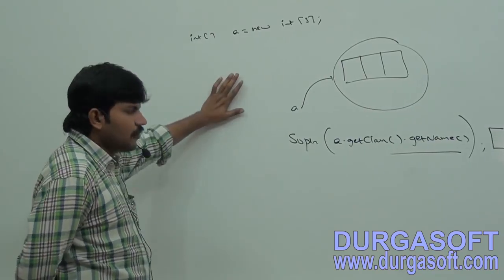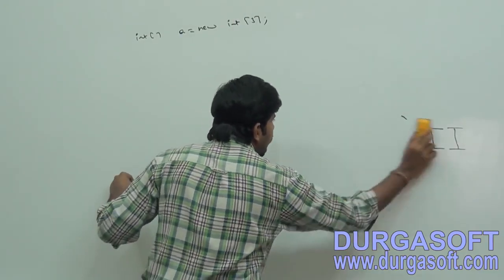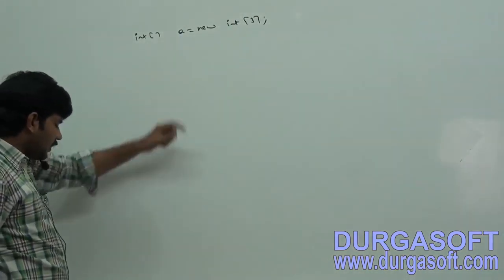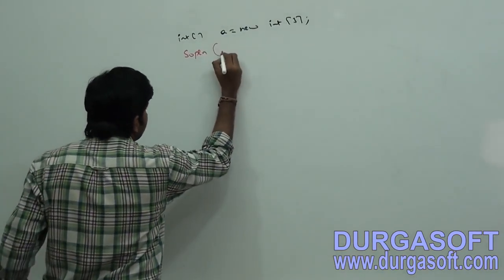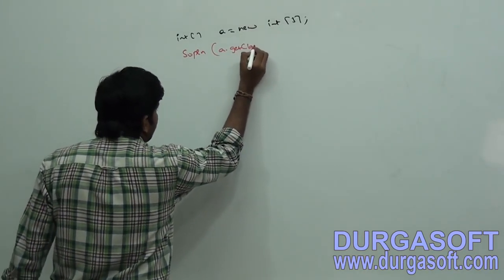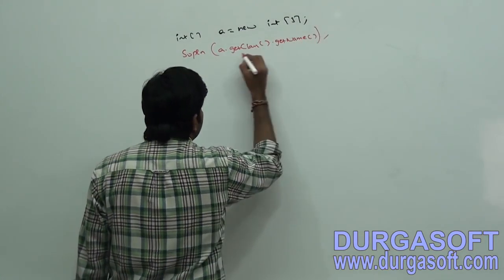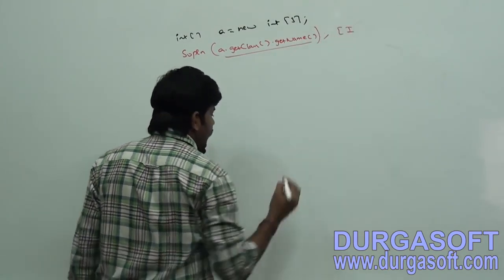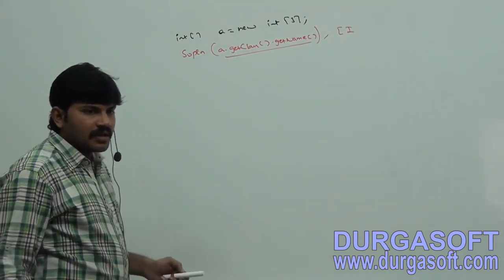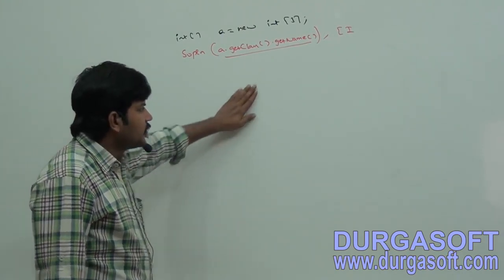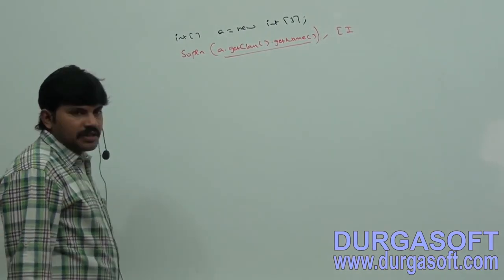Okay, now I hope this is clear. So now let me explain with this line as an example: System.out.println(a.getClass().getName()), that is, a.getClass().getName() is nothing but like [I.